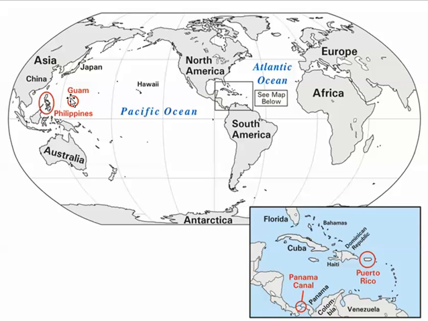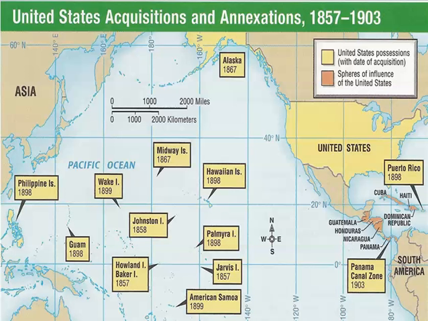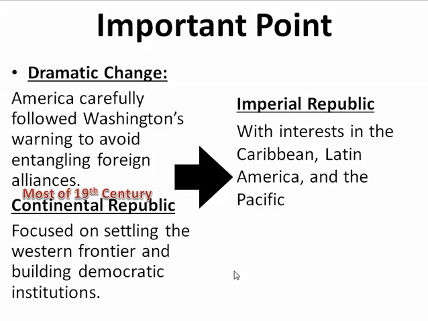So the end result is we get Guam, we get the Philippines, we get Puerto Rico over here, and eventually we're going to target the Panama Canal. So we get all these lands. What's important to remember here is this dramatic change that occurs. For most of the 19th century we were a continental republic, that focused on settling the western frontier and building democratic institutions, and that followed carefully George Washington's warning that we should avoid entangling alliances, stay neutral, and stay within the continental United States.